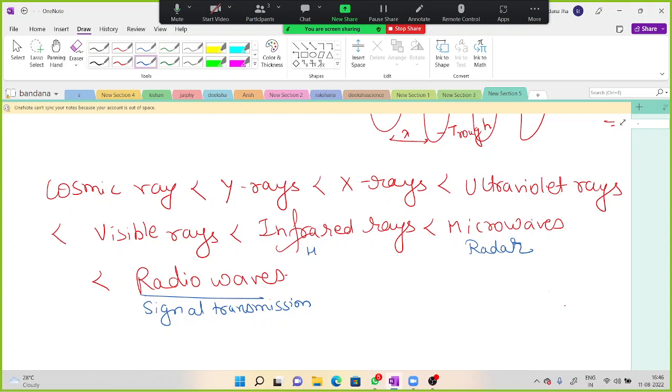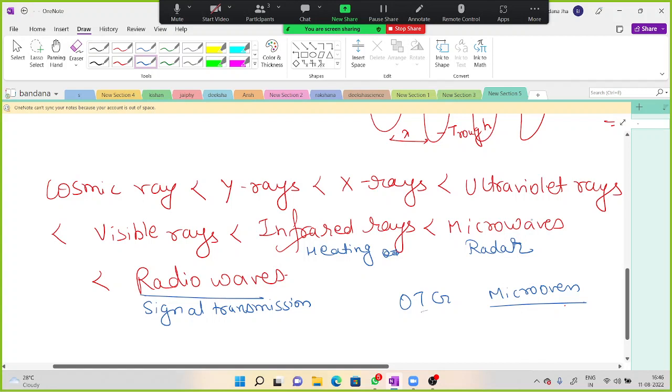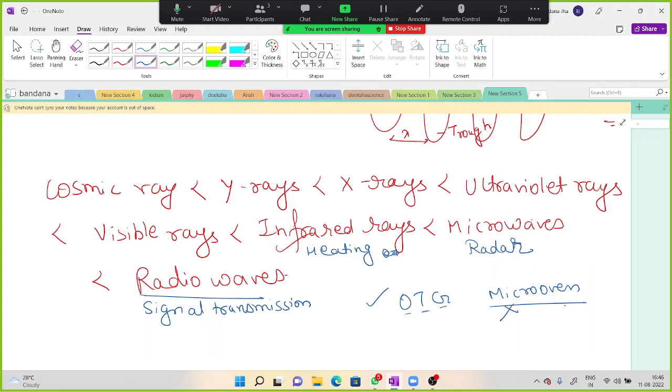Then infrared rays are used. So both microwaves and infrared rays are used in ovens. No, microwaves are used in microoven, and oven is different. Oven, that is, OTG. There is a very big difference between OTG and microoven. Oven, toaster, grill. This is toaster and grill. Oven, toaster and grill. This is safe for your health, but this is dangerous for your health.